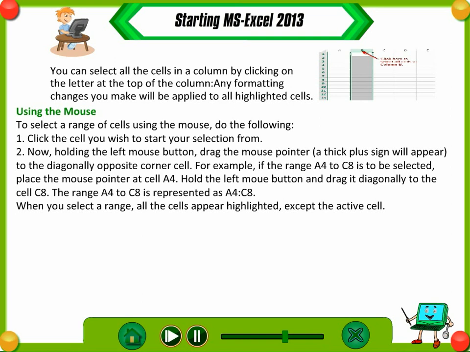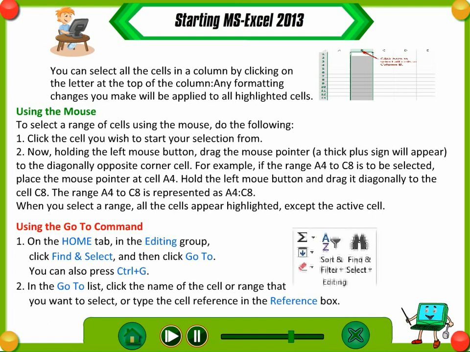Using the mouse, to select a range of cells, do the following. Click the cell you wish to start your selection from. Now, holding the left mouse button, drag the mouse pointer, a thick plus sign, to the diagonally opposite corner cell. For example, if the range A4 to C8 is to be selected, place the mouse pointer at cell A4. Hold the left mouse button and drag it diagonally to the cell C8. The range A4 to C8 is represented as A4:C8. When you select a range, all the cells appear highlighted except the active cell.